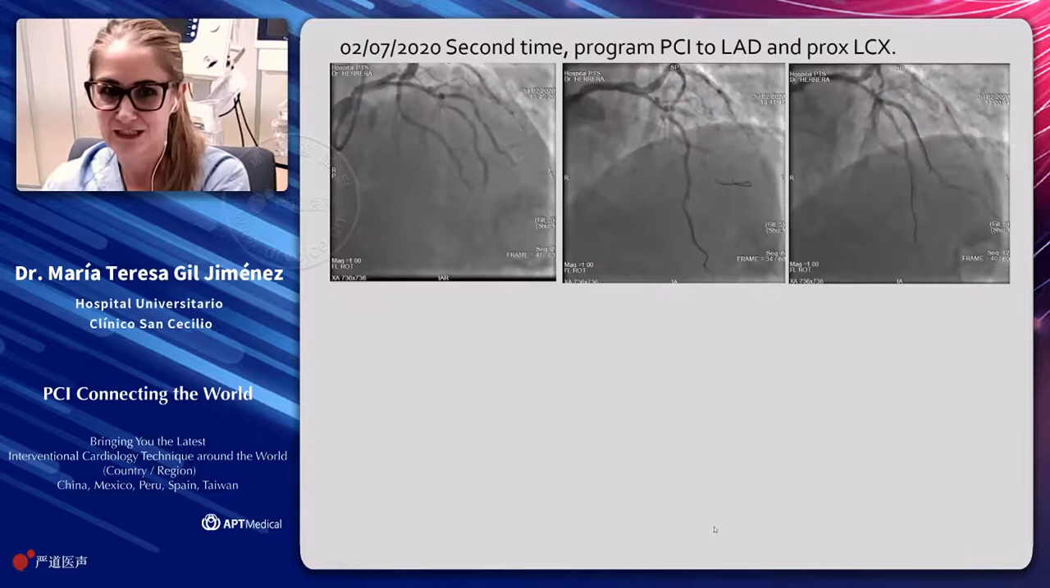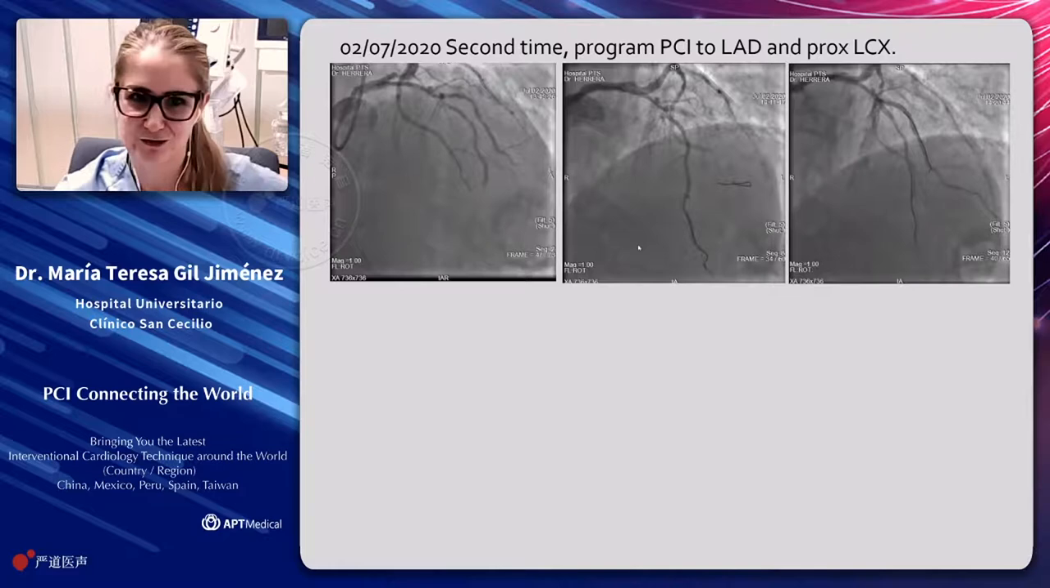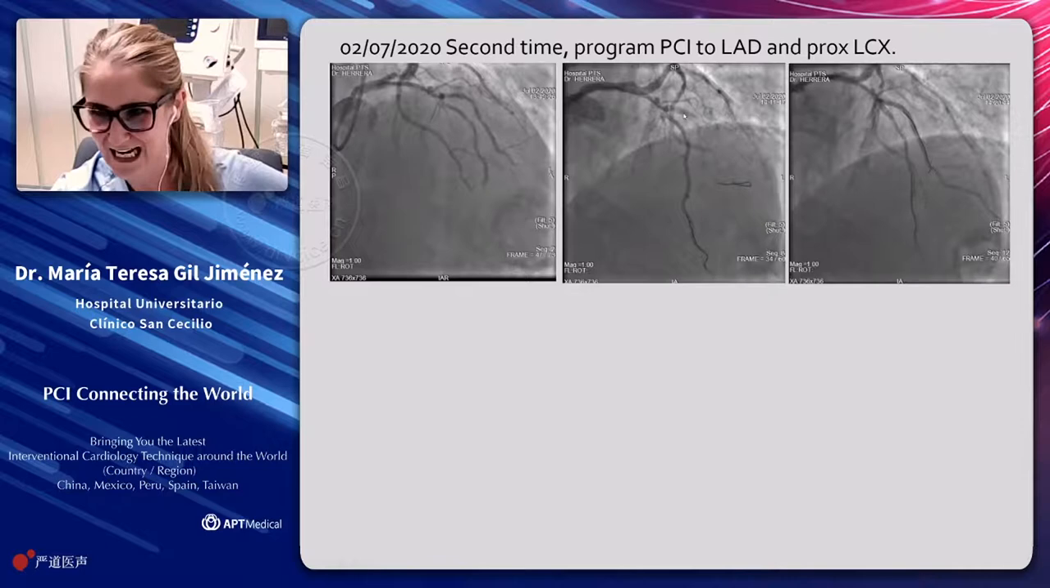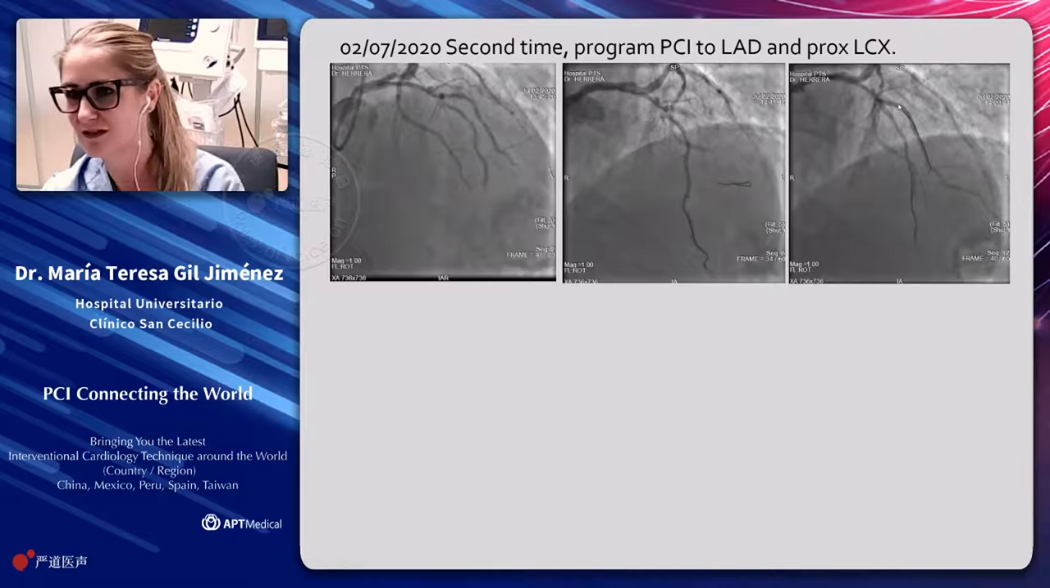And the second time, we programmed to do the angioplasty for the LAD and the left circumflex. Here you can see that the left anterior descending has bad flow, TIMI 2 flow, with an aneurysm, and we are only trying to protect the diagonal branch, crossing the guide wire. A new stent to seal the bailout of this section of the diagonal branch.